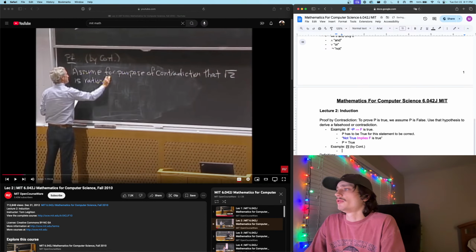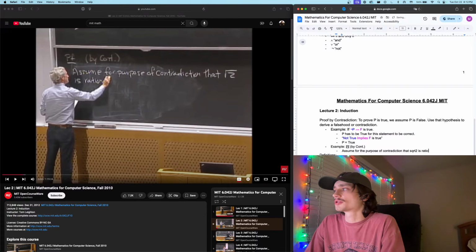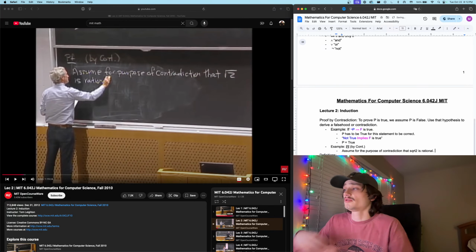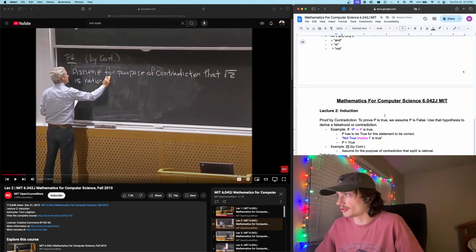So in order to do this, we would need to assume, for the purpose of contradiction, that square root of 2 is rational. So we want to assume the inverse, we want to contradict their statement, right? Just basically what we said.